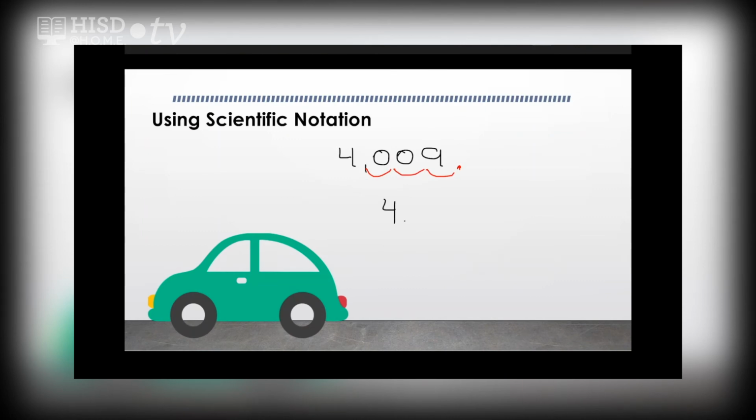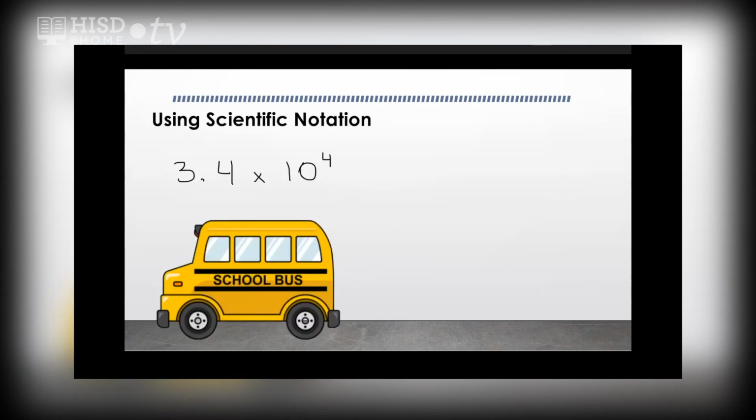So I'm going to write it over here. It's going to be 4.009, and now I have to multiply times a power of 10, and the exponent has to be equal to how many places I moved my decimal. In this case I moved it once, twice, and three times. So that means that my exponent on the number 10 is going to be 3. And that's how I change a number that is in standard form to scientific notation form.